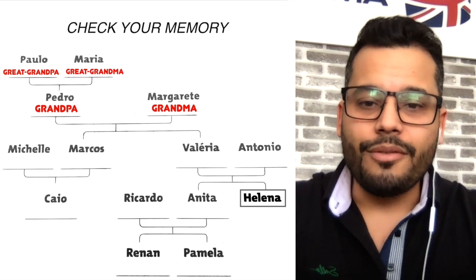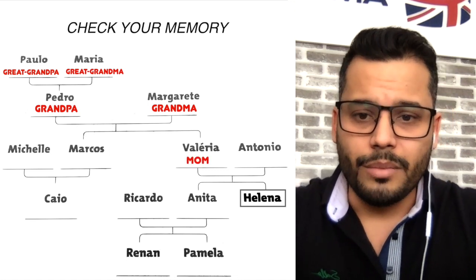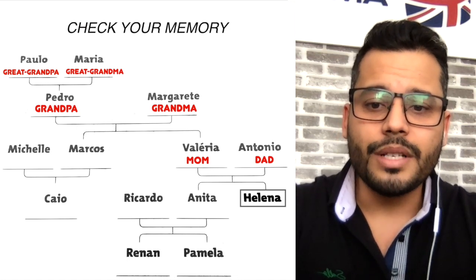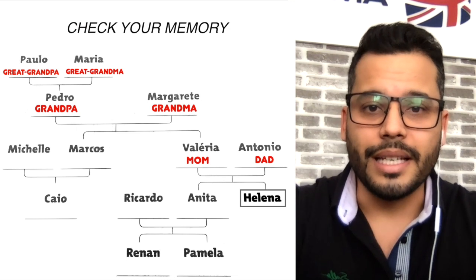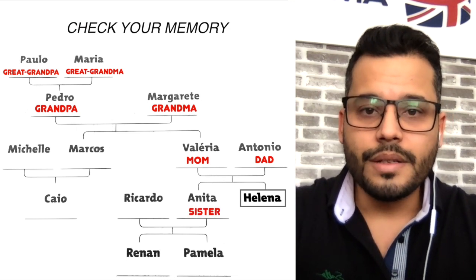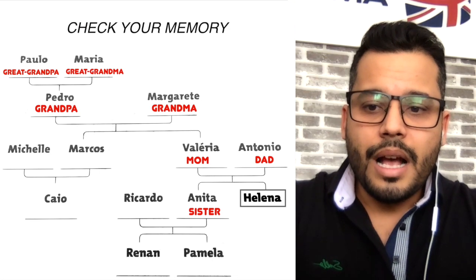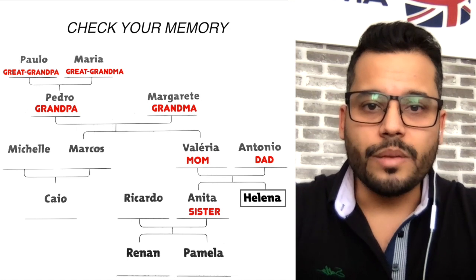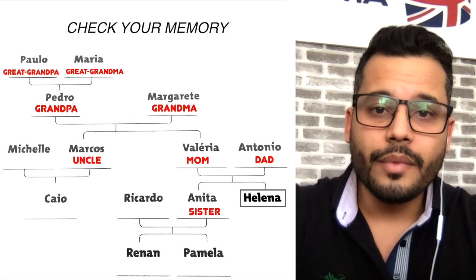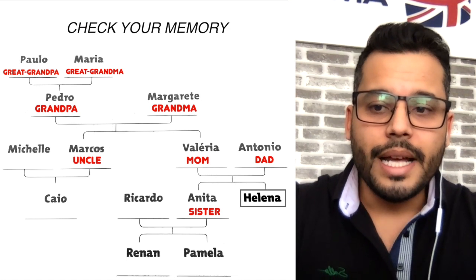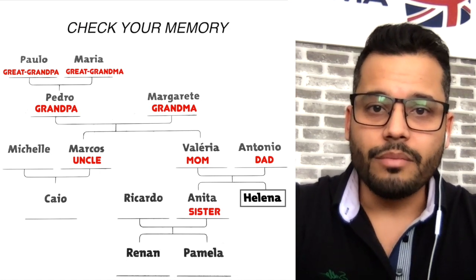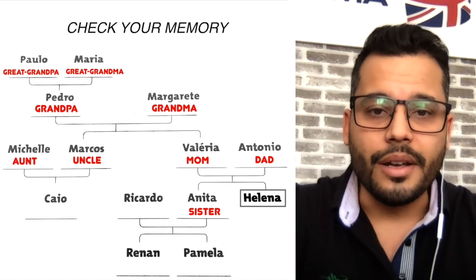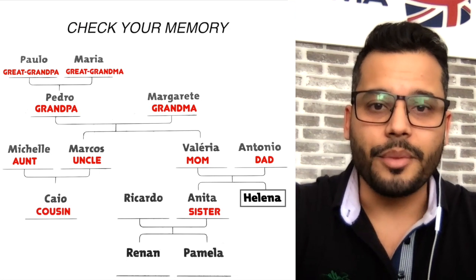Okay. Valeria in relation to Elena, it's her mom. Antonio is her father, her dad. And how about Anita? Anita is Elena's sister. Repeat, sister. And how about Marcos? Marcos in relation to Elena. Who is Marcos? Marcos is Elena's uncle. Repeat, uncle. And how about Michelle? Can you remember? The opposite of uncle is aunt. So who is Kyle in this case? Kyle is Elena's cousin. Repeat, cousin.